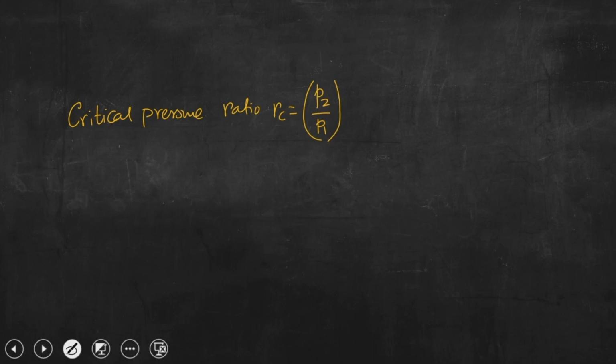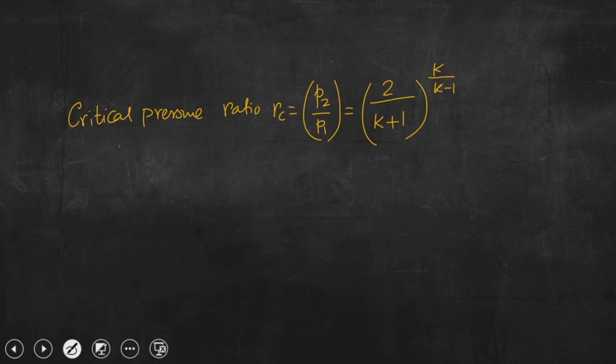Equal to, we know the formula, (2 by K plus 1) power K by K minus 1. So, that is what we have derived, right. When we talked about mass flow rate per unit area at the exit of the nozzle, from there we could establish the expression of critical pressure ratio.